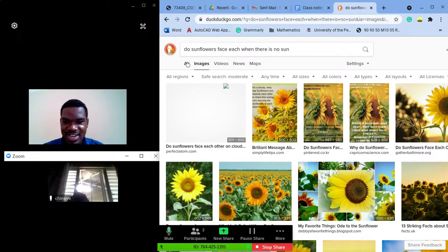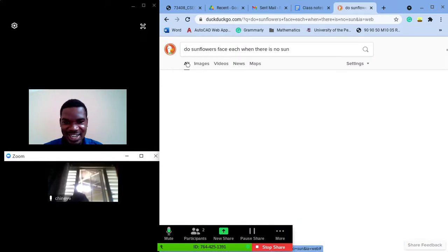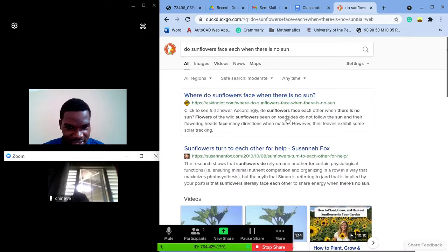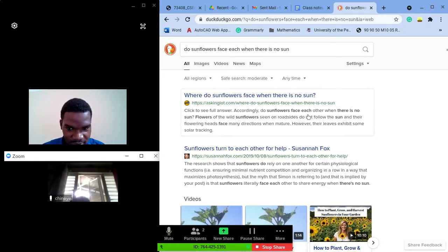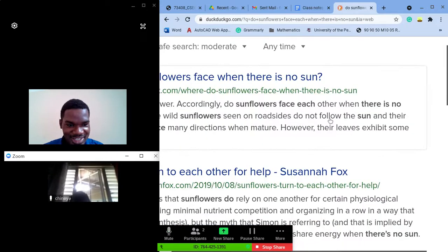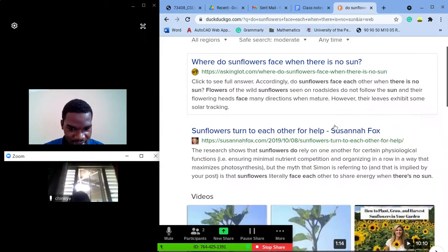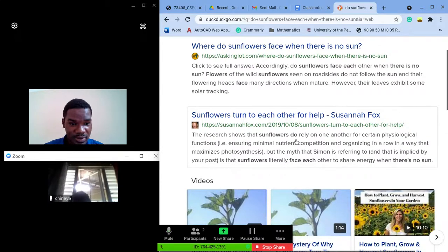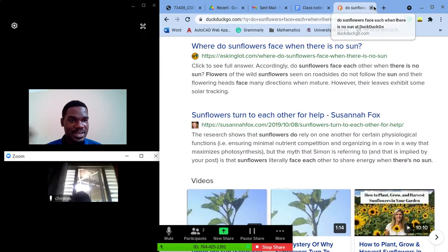Unless it was a myth. Let me actually check, because I used to believe that since I was a kid. Okay, they do not. So the research shows that sunflowers do rely on one another. So it's true. Sunflowers do rely on one another for certain physiological functions, right? But they don't physically turn to each other when there is no sun. But they do rely on each other, all right? So that was a little myth, and we just debunked it.